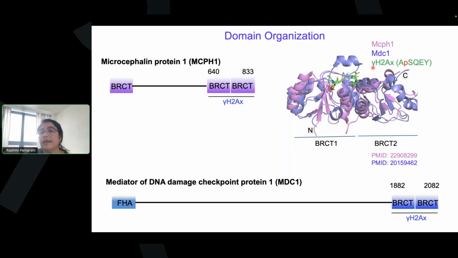Now you can see the gamma H2AX phosphopeptide. Here is the sequence where serine 139 is phosphorylated, which was co-crystallized. The protein-peptide complex is shown here. And what you can see in both cases, that is MCPH1 and MDC1, is that the phosphoserine is buried in a pocket in BRCT1, which is the N-terminal BRCT repeat. And between BRCT1 and BRCT2, there is a hydrophobic patch where the terminal tyrosine is buried. Now, this has been evidenced multiple times by multiple groups, including ours.